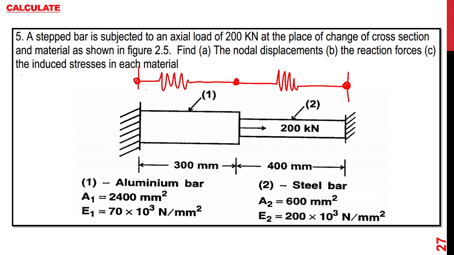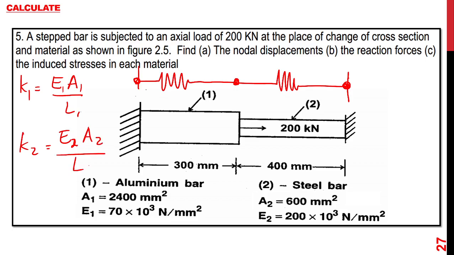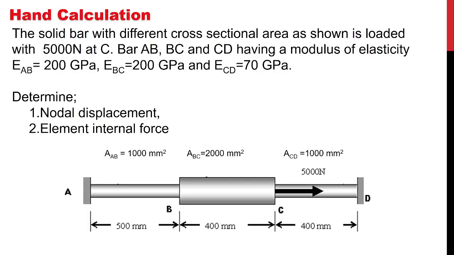Boleh buat ni macam ni. Cuma kena ingatlah pakai ni. EK sama dengan EA over L tu. K1, E1, A1, L1. Kalau K2, E2, A2 over L2. Sama saja method dia. Kena combine the matrix and then solve. Kalau ada something like this pun sama. 3 elemen 4 node. Boleh buat ni. You can do it on your own time.